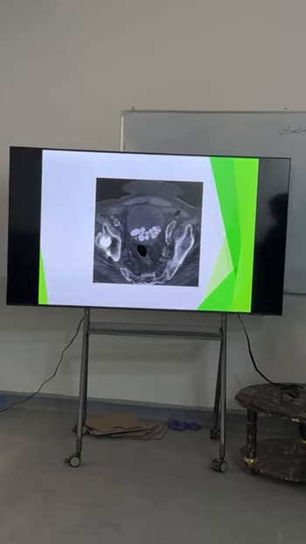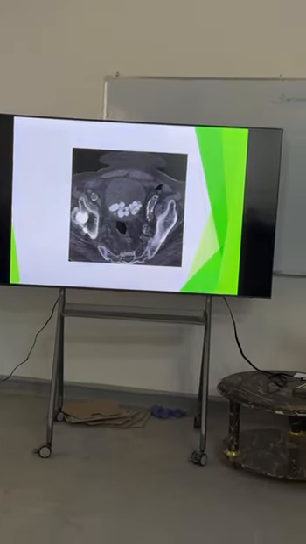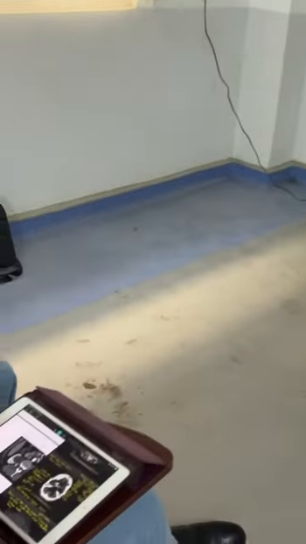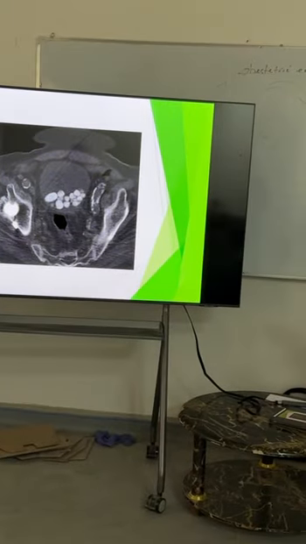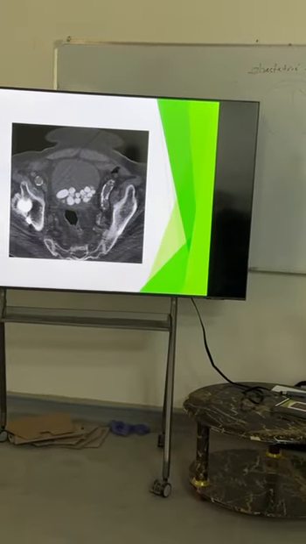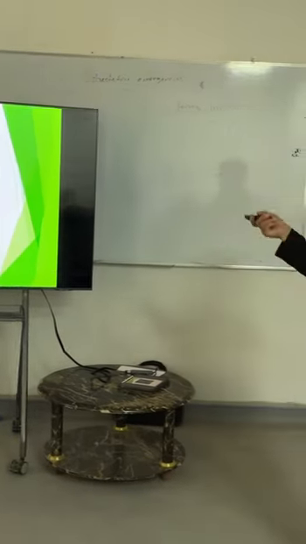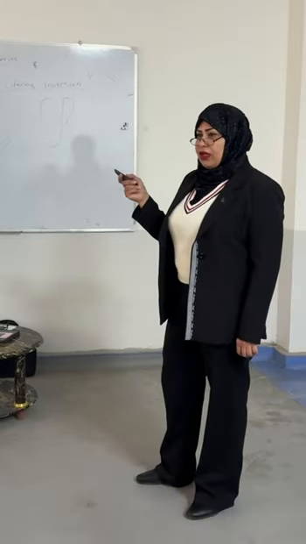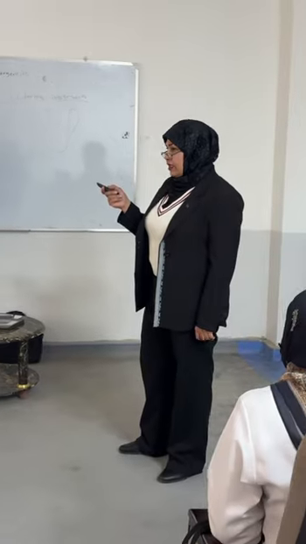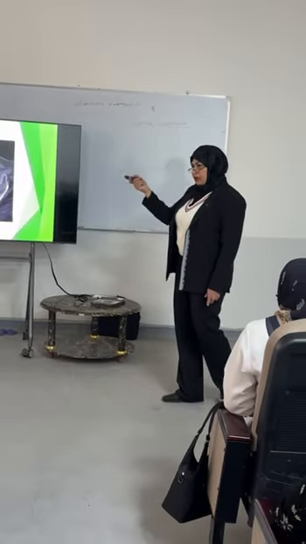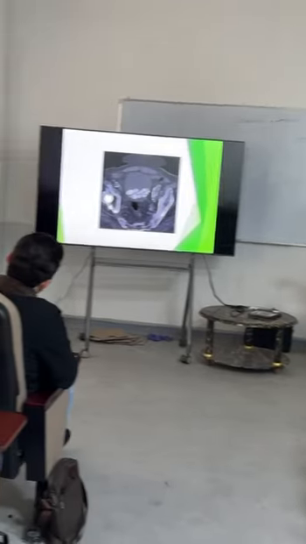What's this? CT scan. Axial or coronal? Axial. At which level? Pelvic. This is the iliac crest. Multiple hyperdense foci within the urinary bladder, such as vesical stones.